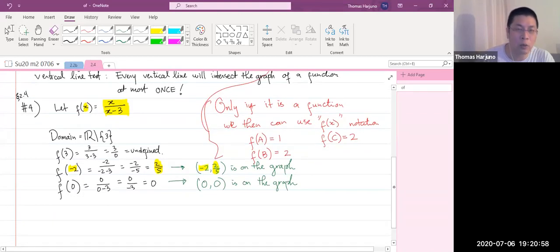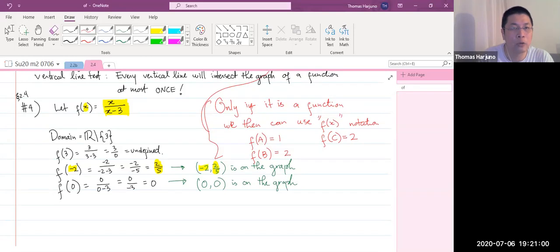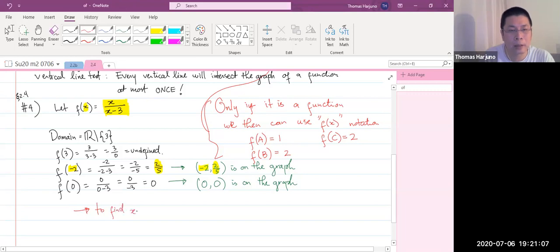Let's say this is the y-intercept, and when I need to find the x-intercept, I set y equals 0, and then multiply both sides by the LCD, I get x equals 0. So the x-intercept is also (0, 0).